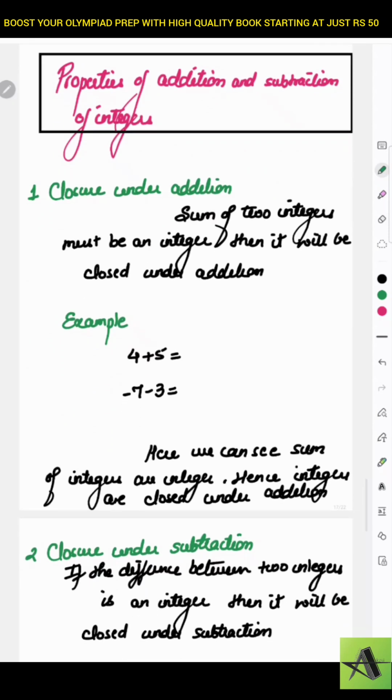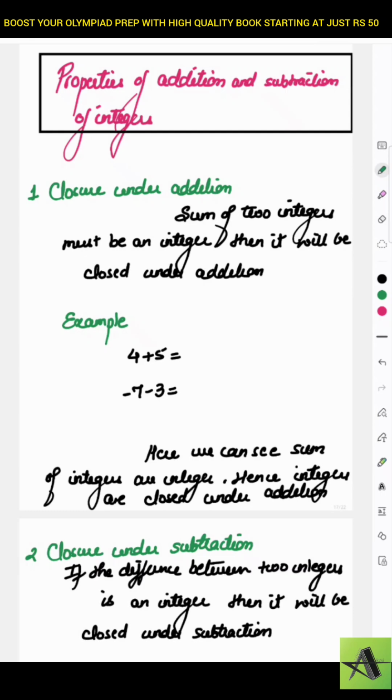Now let me see some properties of addition and subtraction of integers. Keep that in mind, we are doing only addition and subtraction of integers, not multiplication and division properties. So first is the closure property.